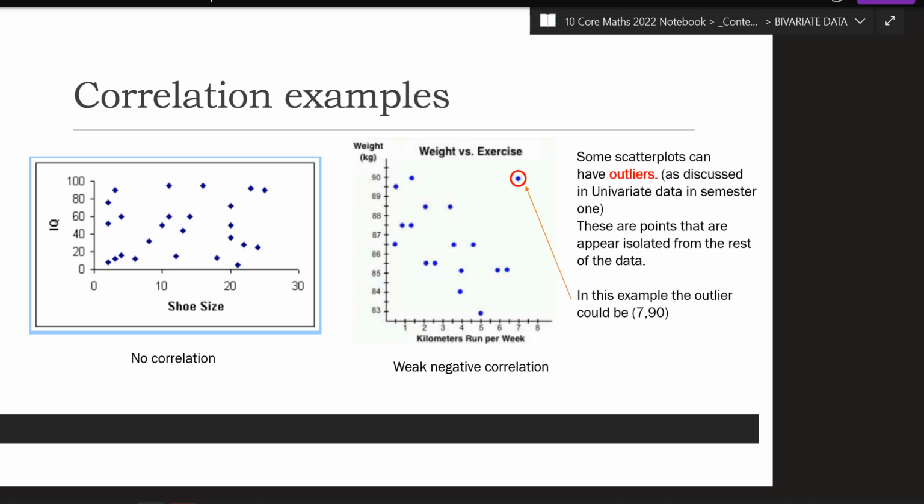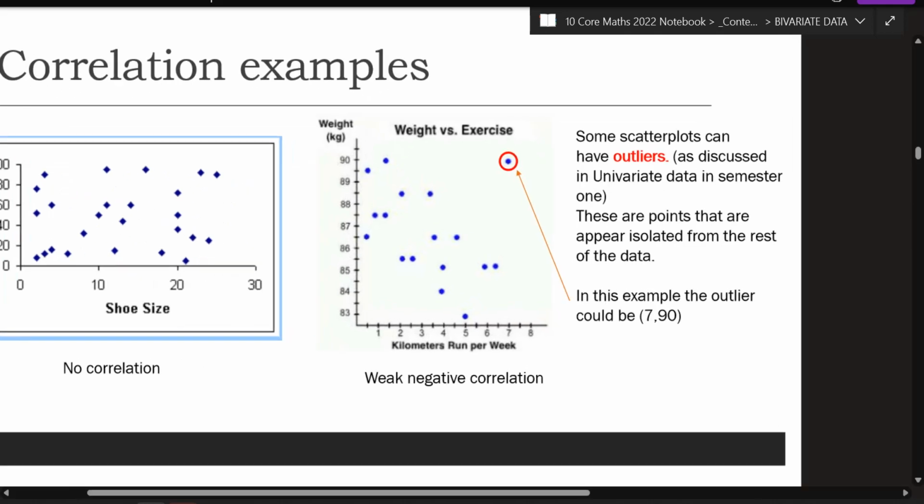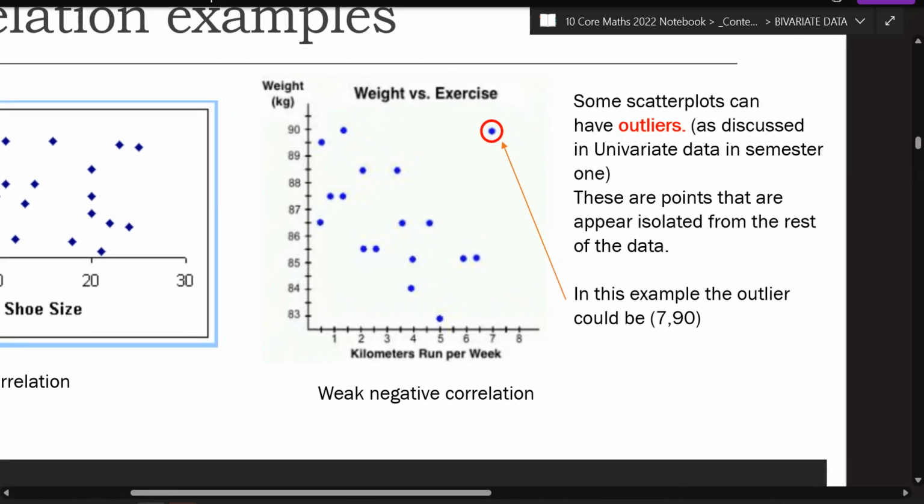But anyway, there should not be any correlation between it. But maybe weight versus exercise, like I mentioned. So maybe the more kilometers you run per week, the lower your weight could be. Okay. I did mention before outliers.